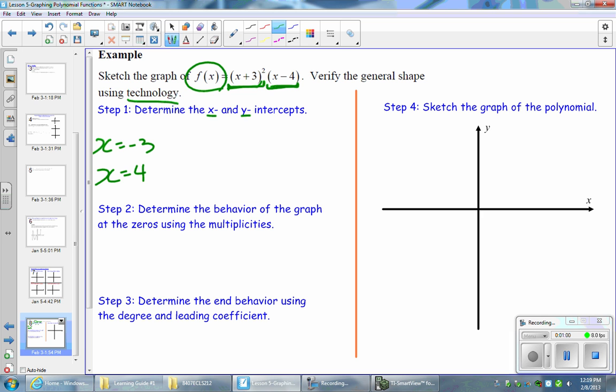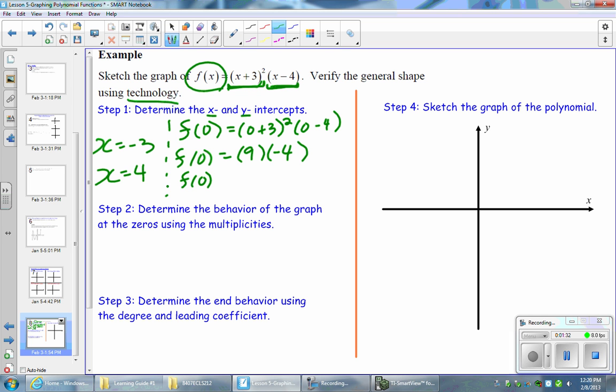Now you want to find the y-intercept. The y-intercept occurs when x is equal to 0. So you're going to evaluate your function when x is equal to 0, and that's going to give you your y-intercept. So f of 0 is equal to (0 + 3) squared times (0 - 4). Okay, so let's keep going here. f of 0 is equal to 0 plus 3 squared, which is 9, times 0 minus 4, which is -4. Hence, my y-intercept is going to be at 9 times -4, which gives me a value of -36. So there's my y-intercept, and these are two of my x-intercepts.